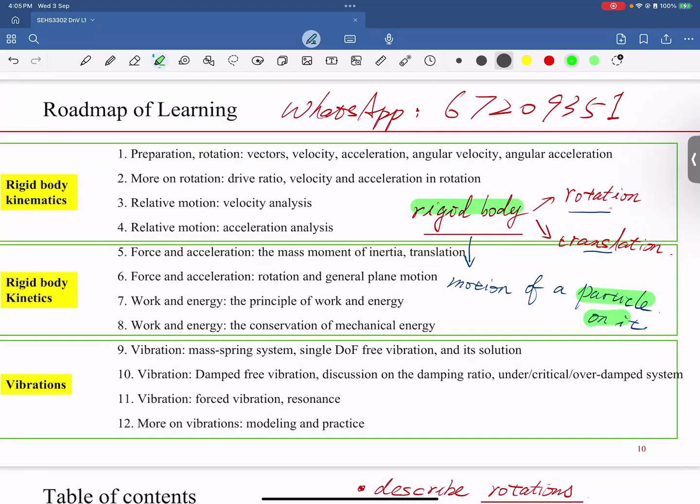To solve this problem, we're going to use a method called relative motion analysis. With respect to a specific already known particle, we calculate the motion properties of the unknown particles. We call it relative motion analysis. This is the most essential part.